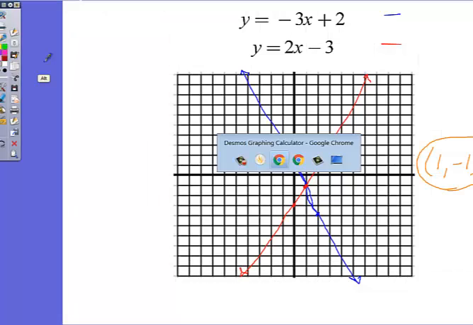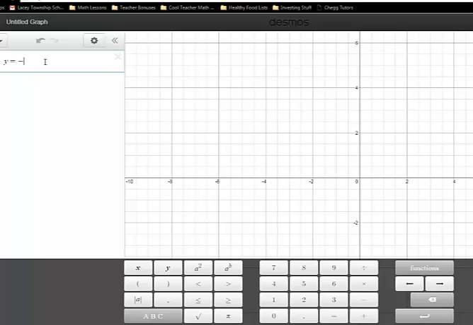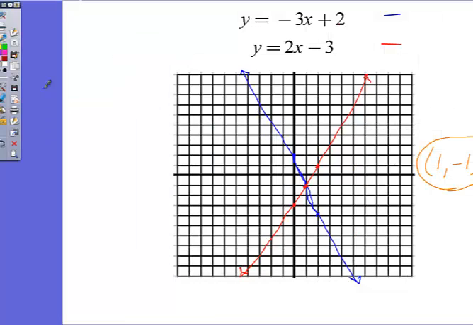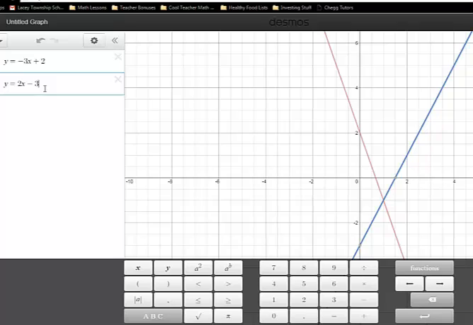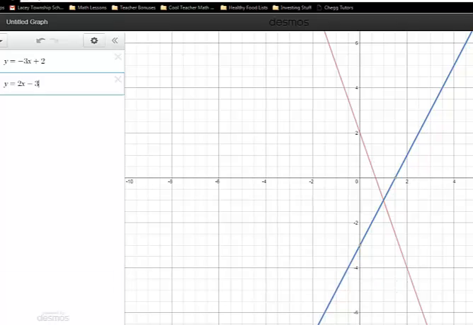So what I did was I went to Desmos, and I'm just going to type our first equation. Y equals negative 3x plus 2. Okay, that's our first equation. Now I'm going to press enter and go to the second line, and I'm going to enter our second equation. Y equals 2x minus 3. Okay, so now we have our two equations, and their system is graphed on the graph.